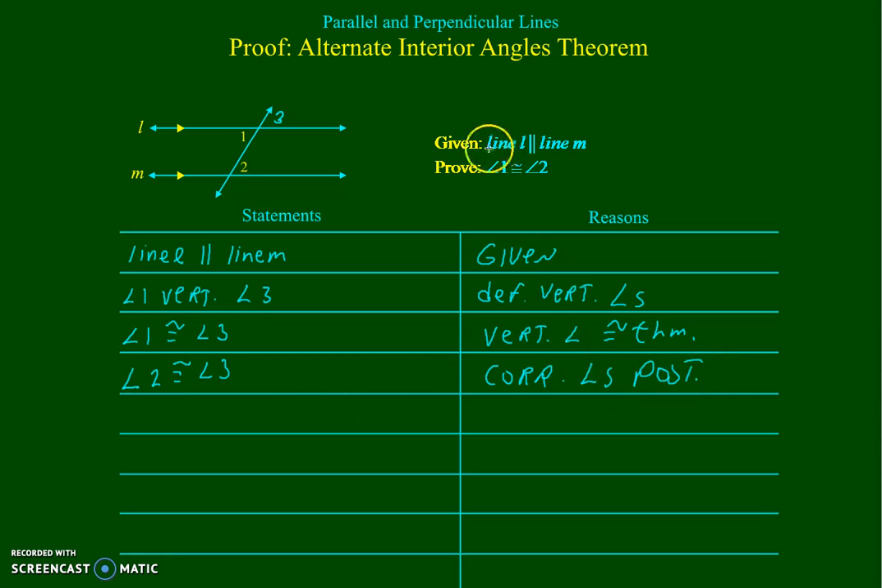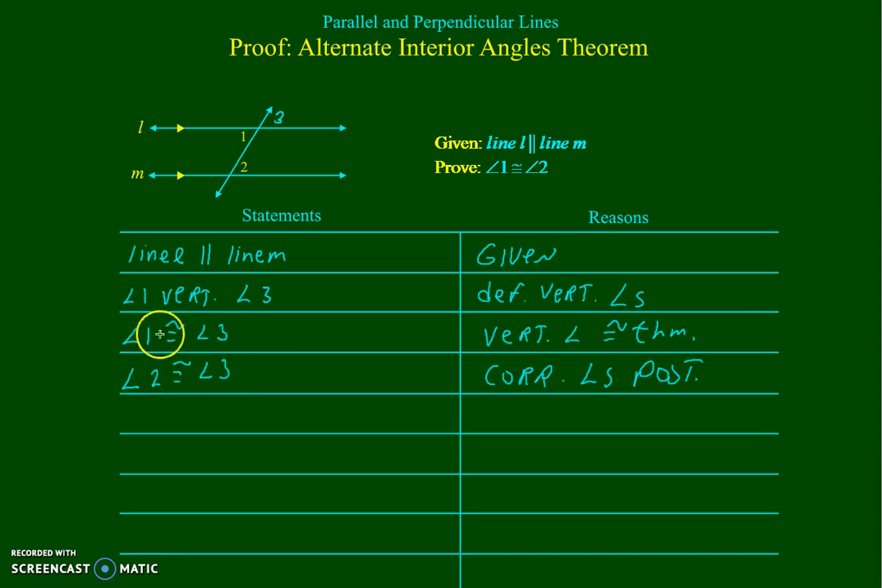Now, remember, we have to get to the statement angle 1 is congruent to angle 2. Here we have angle 1 is congruent to angle 3, and angle 3 is congruent to angle 2. Now hopefully you can see this pattern. This is a recurring pattern that we've seen in almost every one of our proofs. If A is congruent to B and B is congruent to C, then angle A is congruent to angle C.